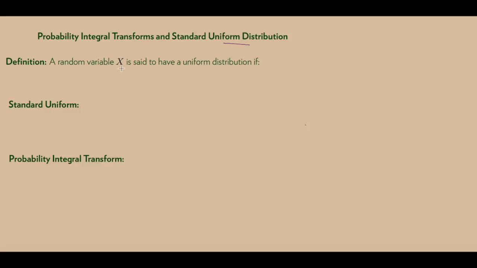A random variable x is said to have a uniform distribution if its distribution is given by something like this. We have 2 points here, a and b, and it's flat. This is some number which is 1 over b minus a. So the PDF is given by 1 over b minus a when x is in between a and b.